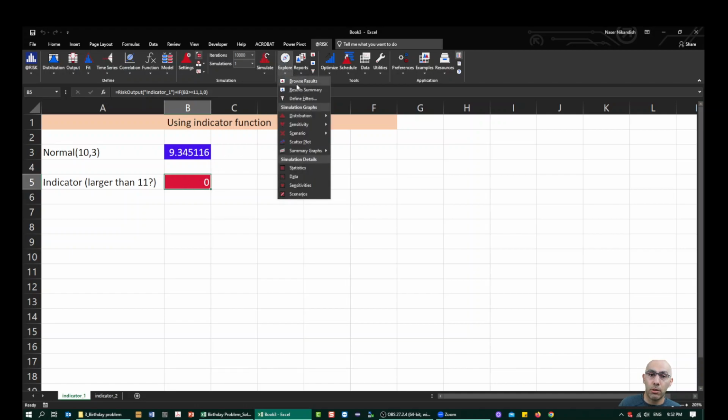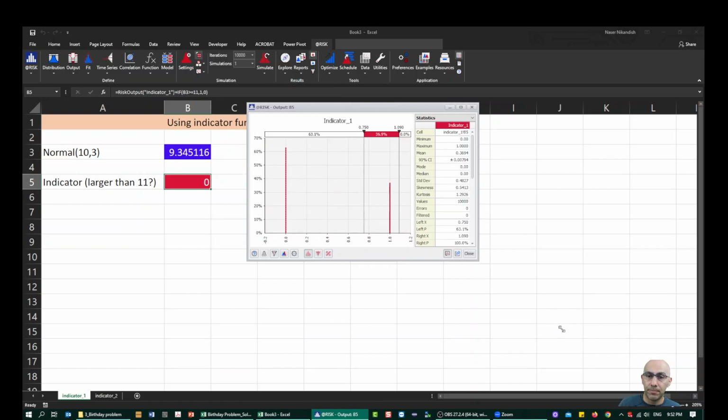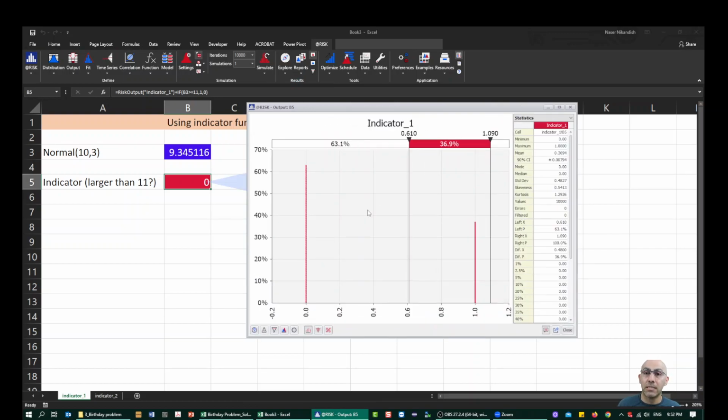I'm going to go to Explore, Browse Results, and right now you see that it's not a big surprise. There are only two values with positive probabilities, 0 and 1, and that is because of the way I have defined this cell. I have defined it to take only 0 or 1. And every time that cell is 1, that blue cell right there, normal, is bigger than or equal to 11. So if I find percentage of time that this cell is 1, that is equivalent to finding percentage of time or probability that normal is bigger than or equal to 11. And that probability is right here.